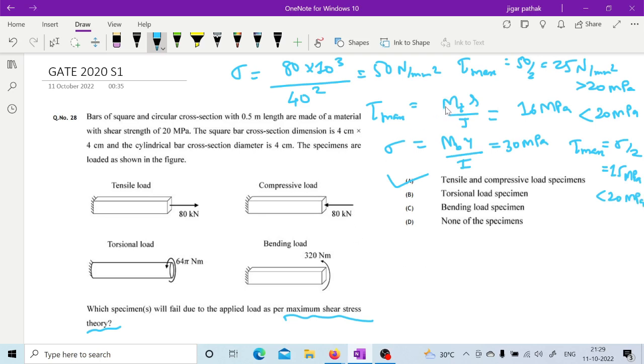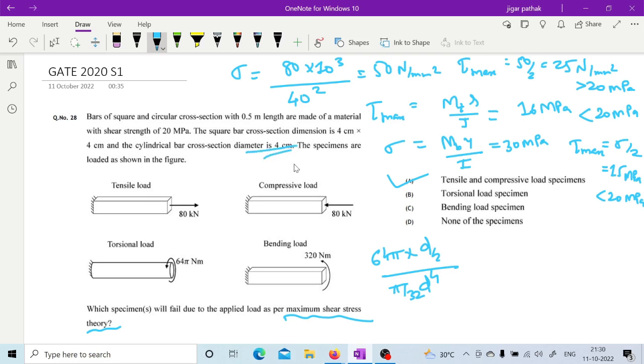Here M_t is given as 64 pi, r will be d by 2, j will be pi by 32 d raised to 4, right? That's 64 pi into d by 2 and pi by 32 d raised to 4, like this, right? Yes, sir. Correct. So you will get tau max as 16 megapascal, right? That diameter is given, right? This cross section diameter is 4 centimeter.